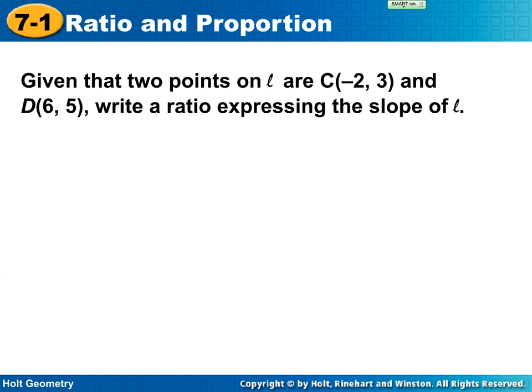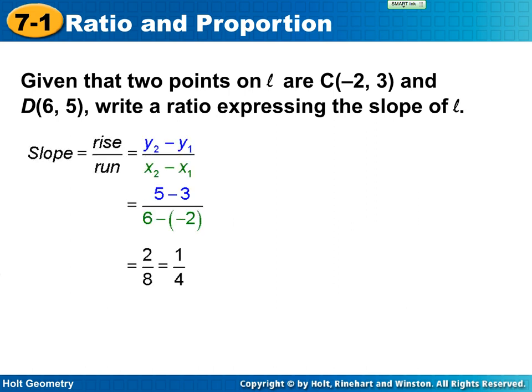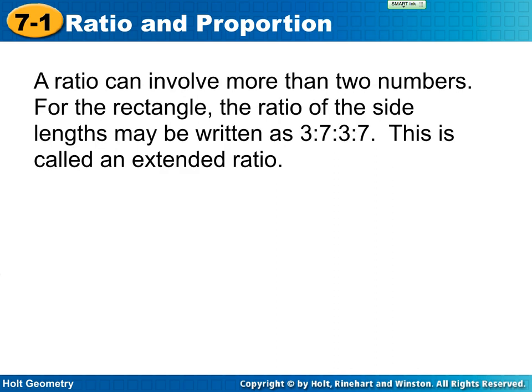Answer is, some of you are using marker boards. 1/4? Now we gotta write that time. All right, gotta get good at just figuring out slope.